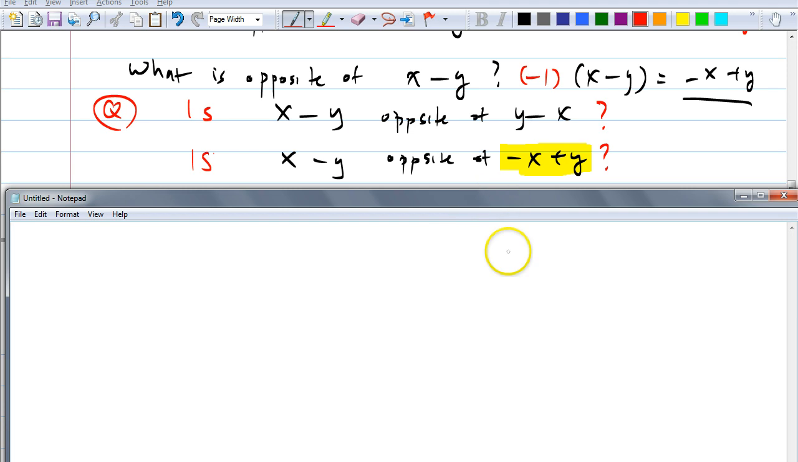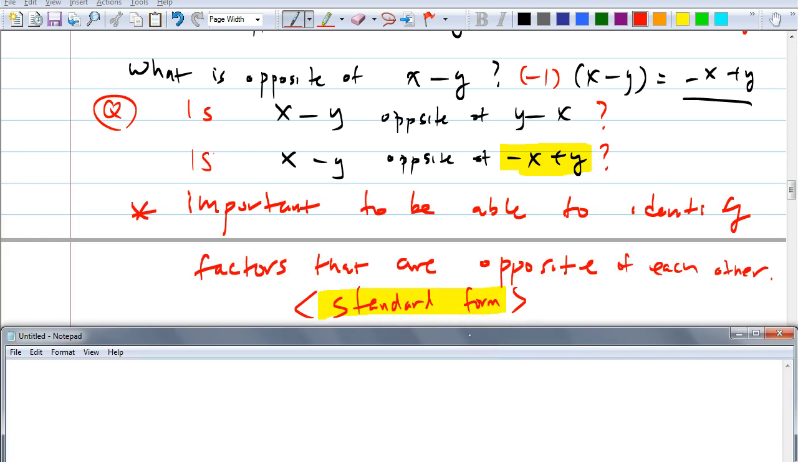So the key is, write this down. Can you see this now? It is important to be able to identify factors that are opposite of each other. And the key is to write things in which form? Standard form. You just have to look at each term, and it's just the opposite of the other. Does that make sense? That's how you do that one.